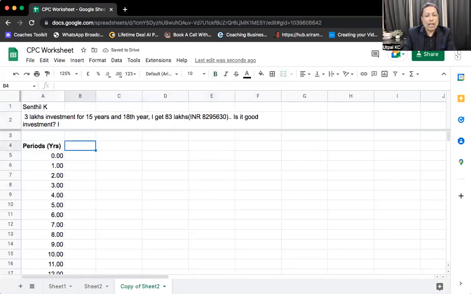So here I'm giving cash flows. So you are making a 3 lakhs investment for 15 years, so minus 3 lakhs. Am I right? For 15 years means 15 installments, up to 14. Always remember this.